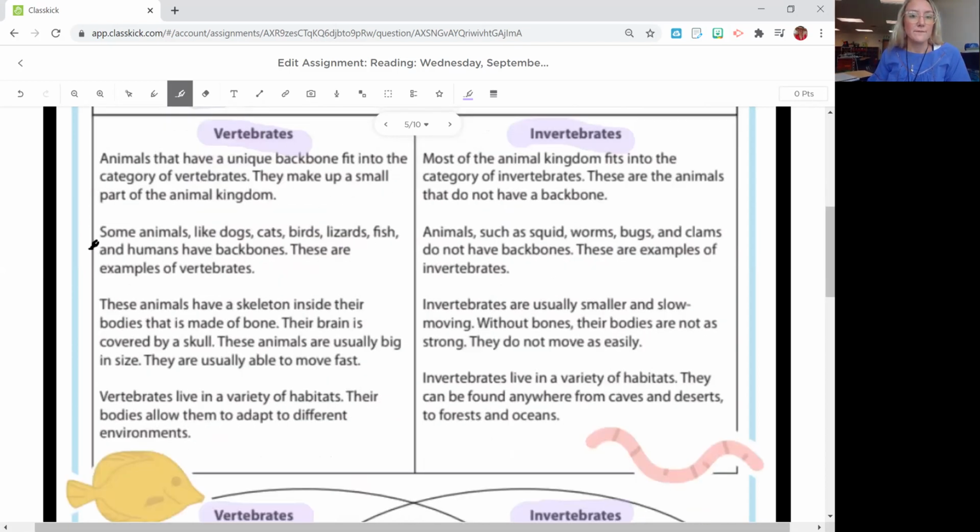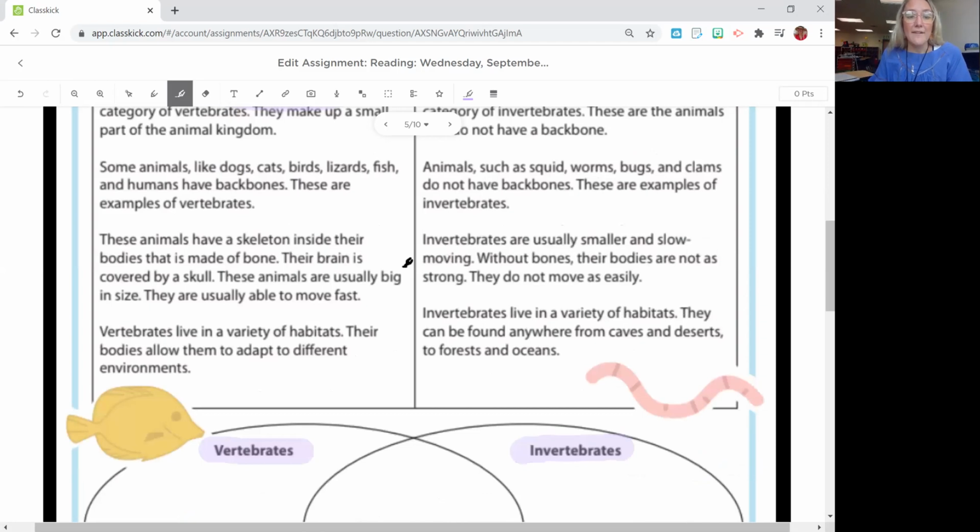Let's read the vertebrates. Animals that have a unique backbone fit into the category of vertebrates. I'm going to highlight that. Unique backbone. They make up a small part of the animal kingdom. Some animals, like dogs, cats, birds, lizards, fish, and humans, have backbones. These are examples of vertebrates.